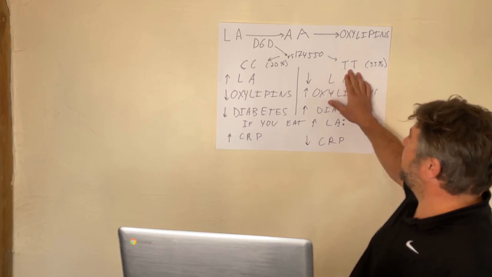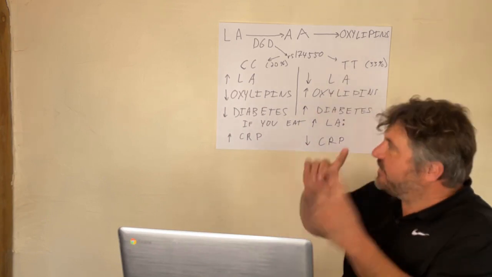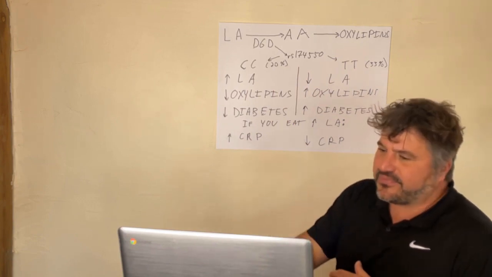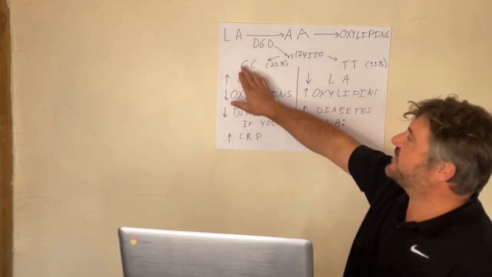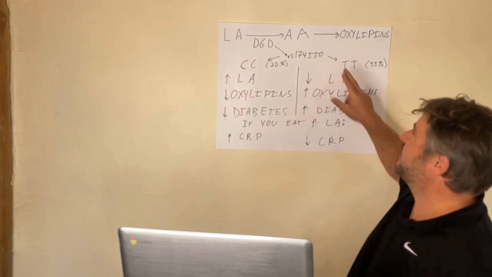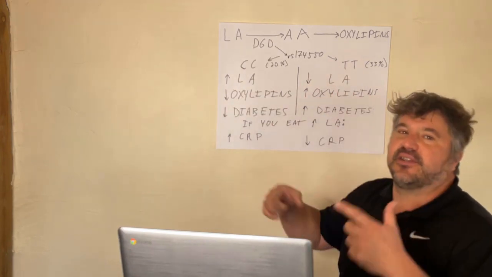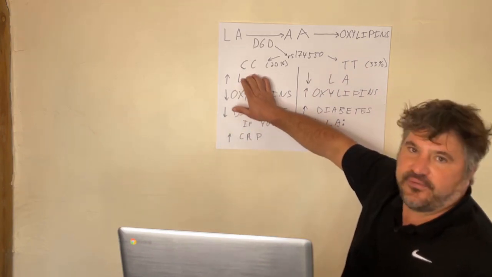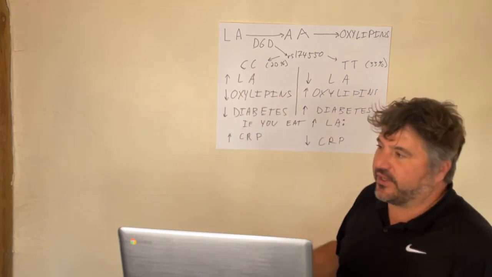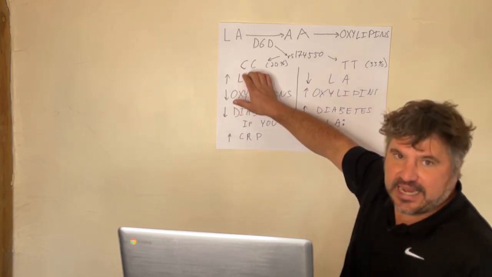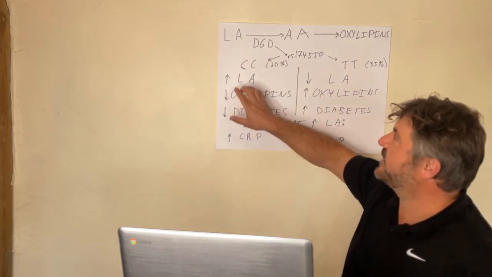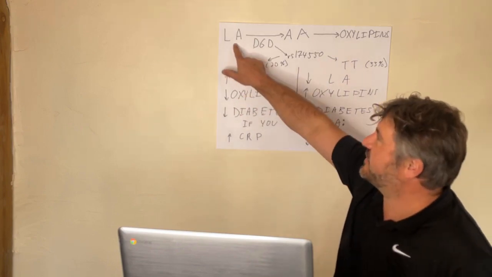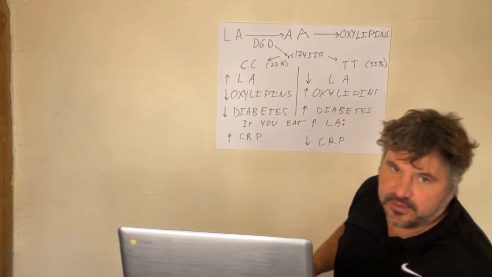Now, here's the other group, TT, right? And so CC and TT, what that means is, this C is one version of the gene, T is the other version of the gene. And so the C is the less active one. And as you know, we have 2 copies of every gene. So 1 out of 5 people have 2 copies of the good gene, the less active version of D6D, which means if you have 2 good copies of the gene, you'll convert less linoleic acid to oxylipins.